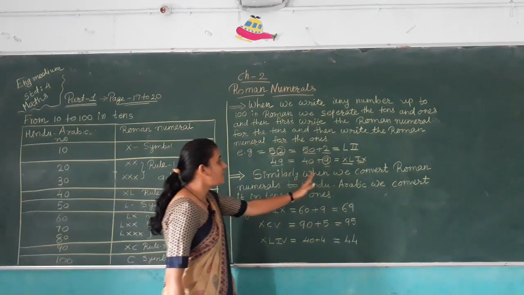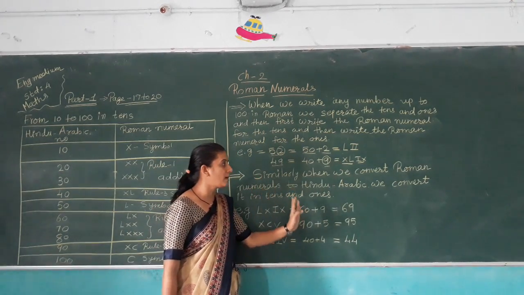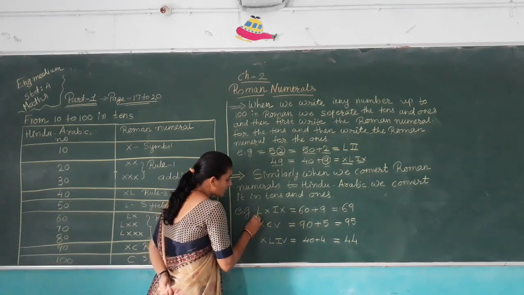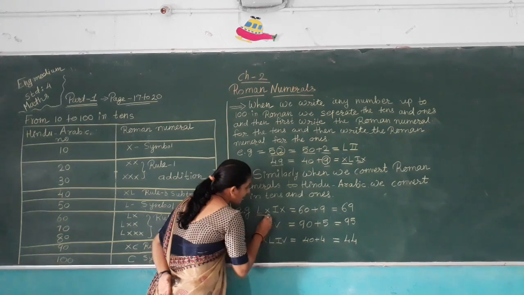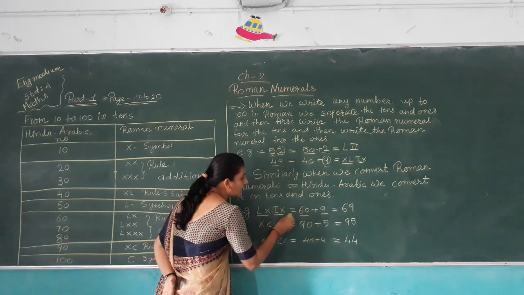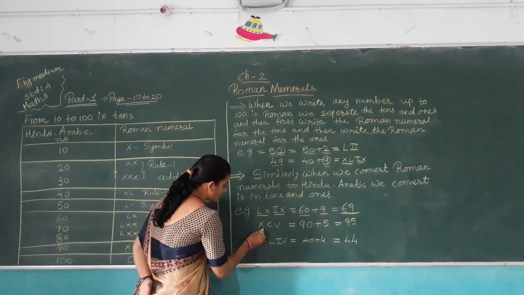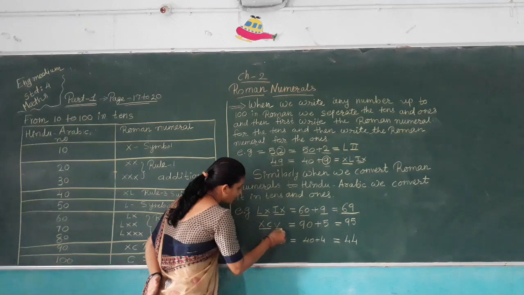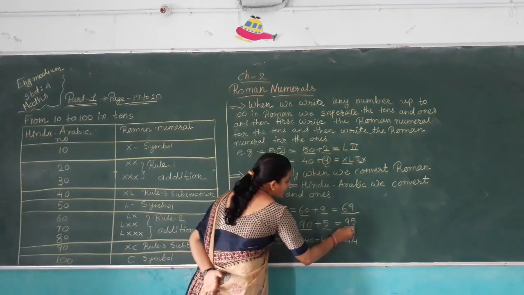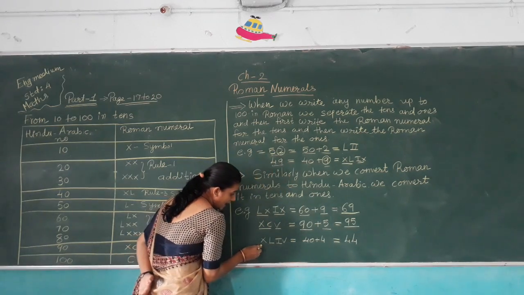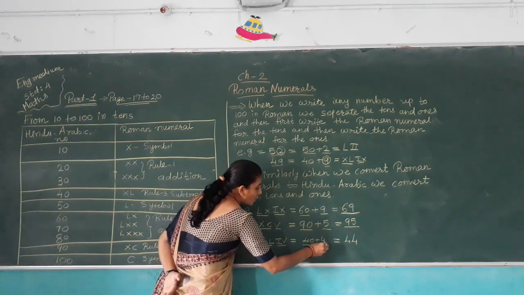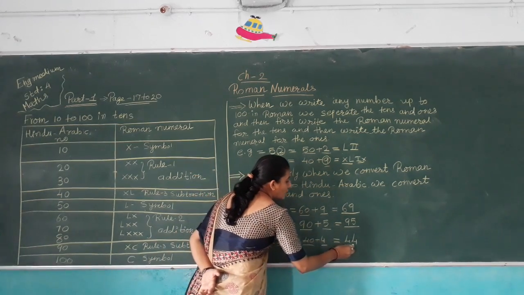It makes XLIX. Similarly, when we convert a Roman numeral to a Hindu-Arabic number, we convert it in tens and ones. Look here: LXIX. LX means 60 and IX means 9. Solve together, it makes 69. Here XC and V: XC is 90 and V is 5, together it makes 95. XL and IV: XL means 40 and IV means 4, all together it makes 44.